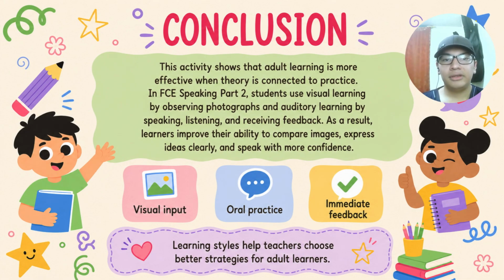To conclude, this activity shows that adult learning is more effective when theory is connected to practice. In this activity, students use visual learning because they observe photographs and create ideas from the images. They also use auditory learning because they speak, listen, receive feedback, and learn from their classmates. As a result, students improve their ability to compare pictures, express their ideas clearly, use vocabulary about speculation, and speak with more confidence. This activity is useful because it combines visual input, oral practice, and immediate feedback in a real speaking task.